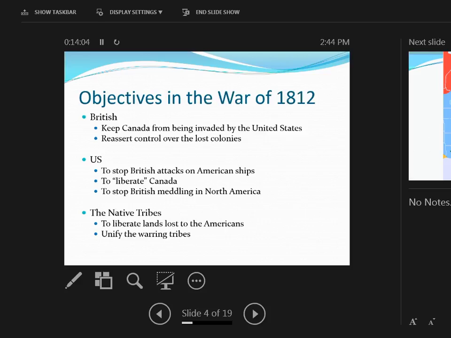Native tribes. Did they liberate the lands lost to the Americas? Absolutely not. Did they unify? Once again, no. After Tippecanoe, it became very hard for Tecumseh to actually unify the tribes, and basically the dream ended at his death at the Battle of Fallen Timbers. So long story short, if we have any winners, it's the U.S. and Great Britain, with the only loser being the Native Americans.